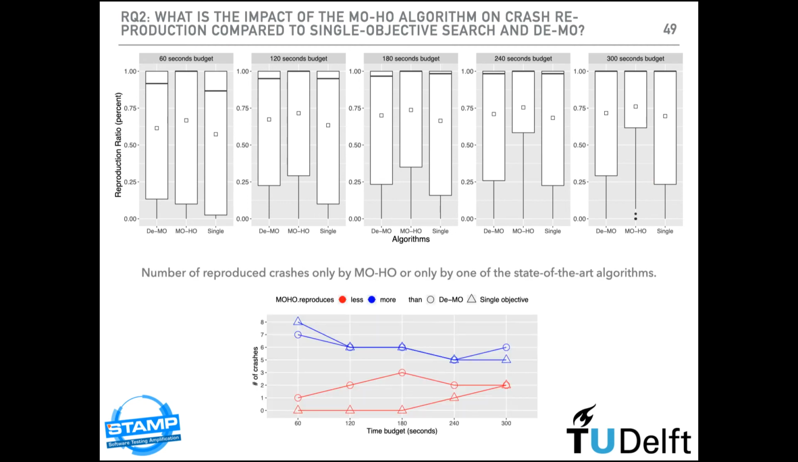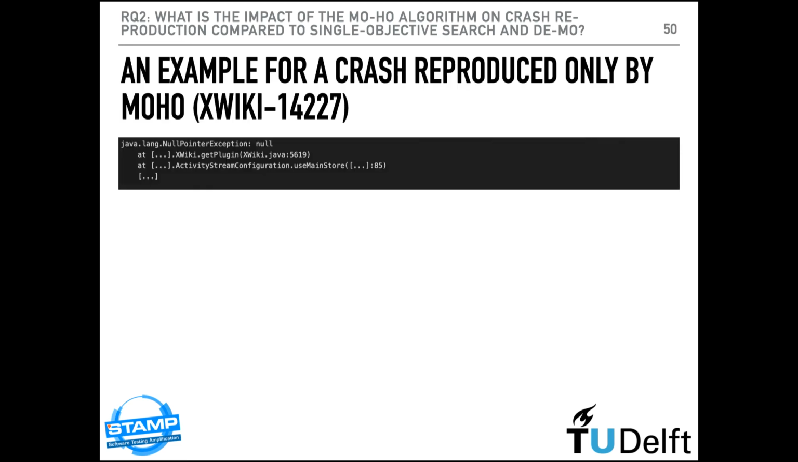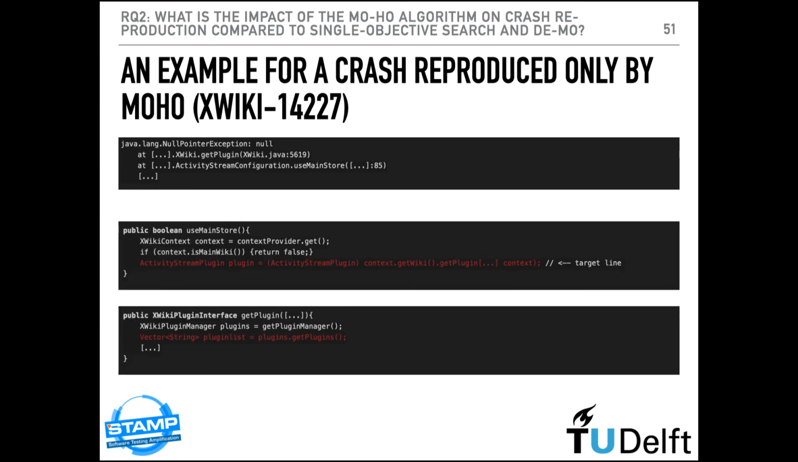So, we looked at the number of crashes that can be reproduced by each algorithm. We can see that in all of the time intervals, the number of crashes reproduced only by MOHO is higher. Let's look at one of those crashes as an example. This crash is reproduced only by MOHO. This stack trace contains 2 frames pointing to 2 methods, useMainStore and getPlugin. Here, the target method is useMainStore, which does not have any input argument.